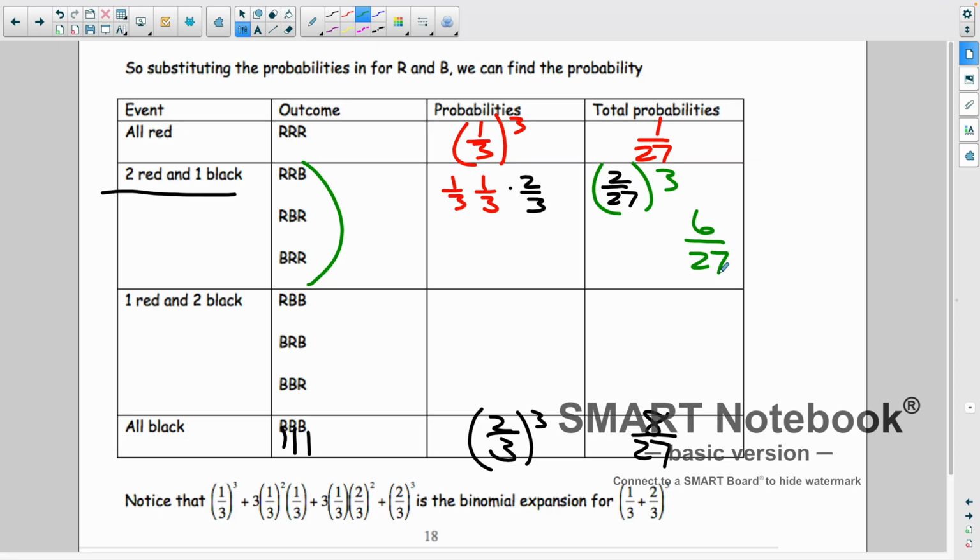Same thing on this one. This would be 1/3 and 2/3 and 2/3, which would be 4 27ths. But there are 3 different ways to get it. So multiply it by 3, so this would be 12 27ths.